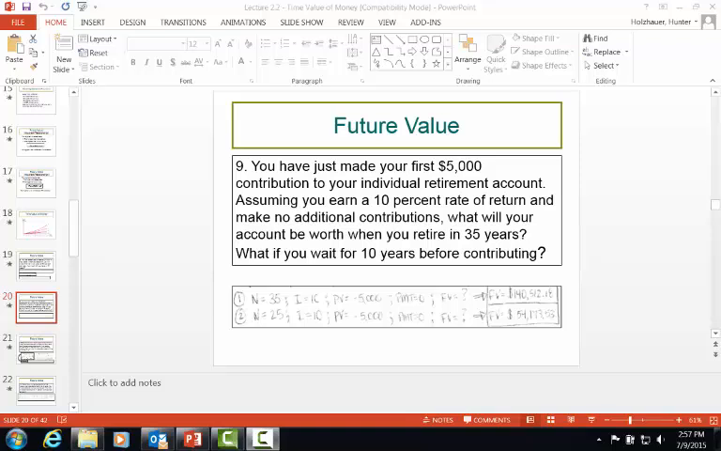Okay, so if I wait 35 years and make N equal to 35, I equal to 10 for 10%. My present value is negative 5,000 because I put in $5,000. Payment is zero. My future value is going to be $140,512.18. That's right. So, if you put in $5,000 now and retire in 35 years, you've got $140,000 already going towards that $1 million nest egg.